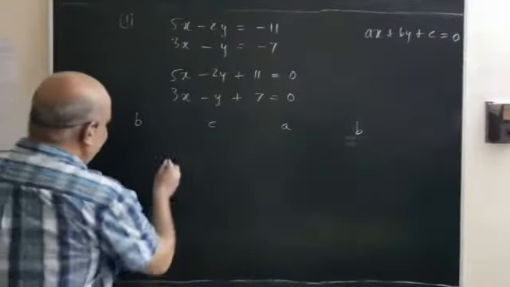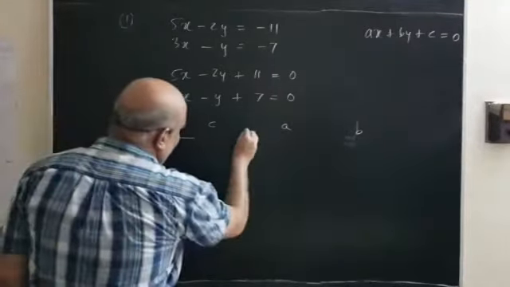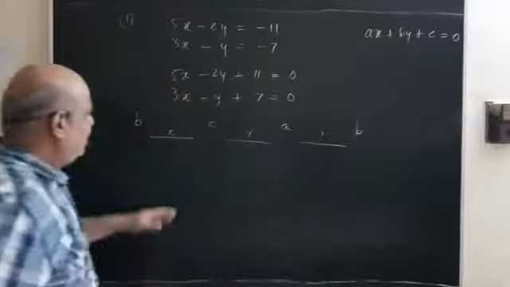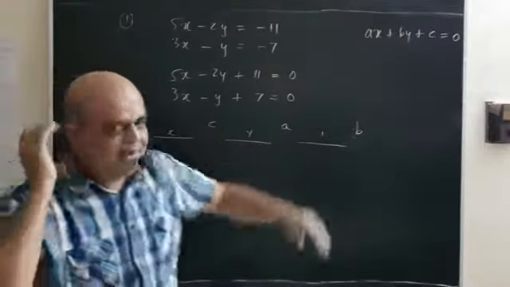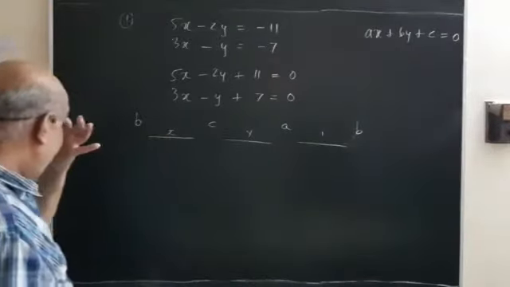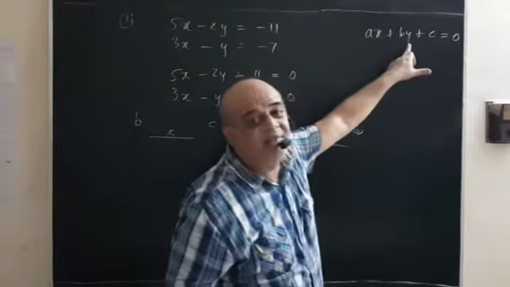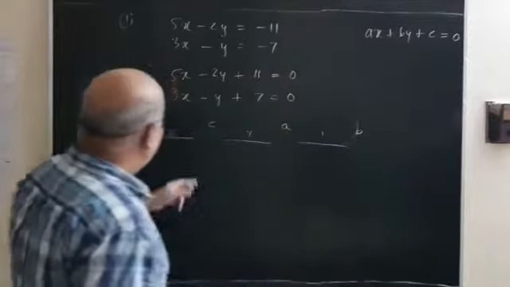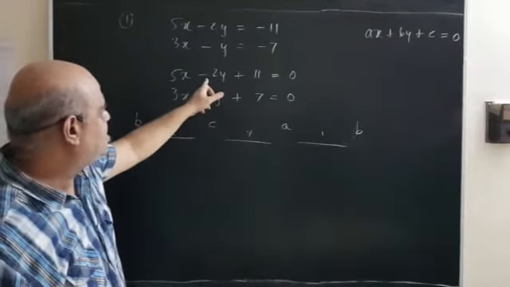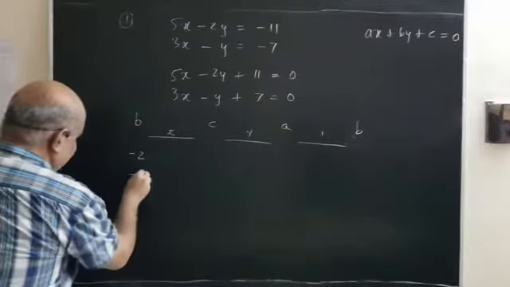Then right here, x divided by, y divided by, 1 divided by. Write this just below B C A B: x by, y by, 1 by. Now this B stands for the coefficient of the variable y. So here, this is the variable y, and what are the coefficients? Minus 2 and minus 1. So I write them here, minus 2 and minus 1.